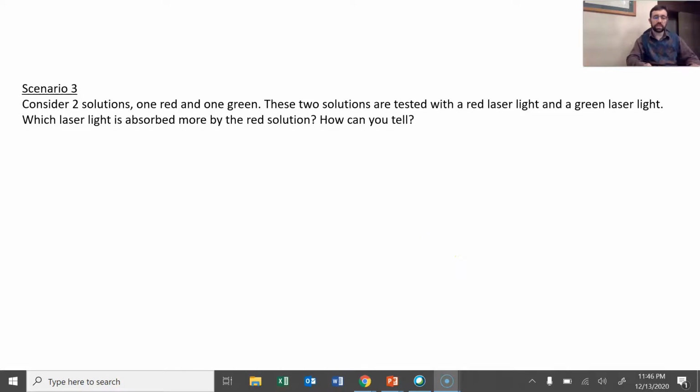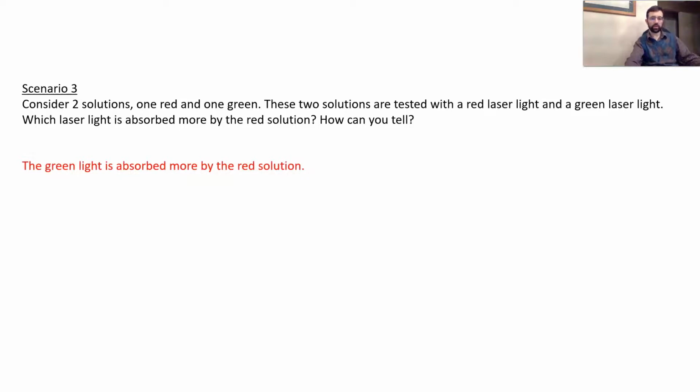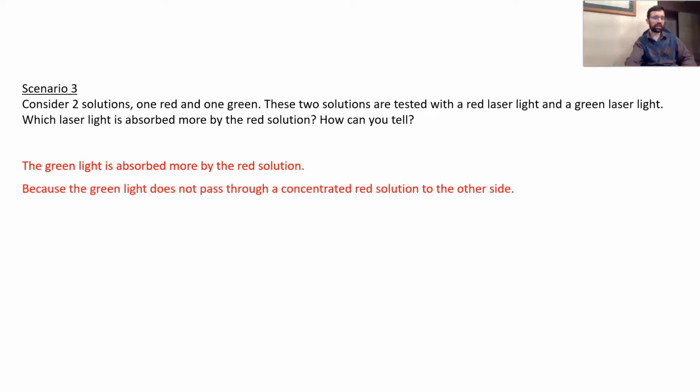All right, so now that you've seen that demo, which laser light is absorbed more by the red solution, and how could we tell? Well, that would be the green light. The green light was more absorbed by the red solution because the green light did not pass through a concentrated red solution to the other side. It was actually absorbed by the particles in the red solution. That is why we didn't see the light passing all the way through. The light was absorbed by the solution.